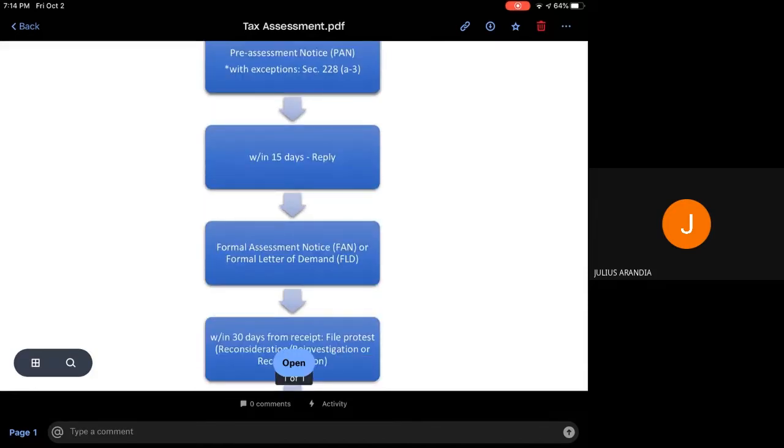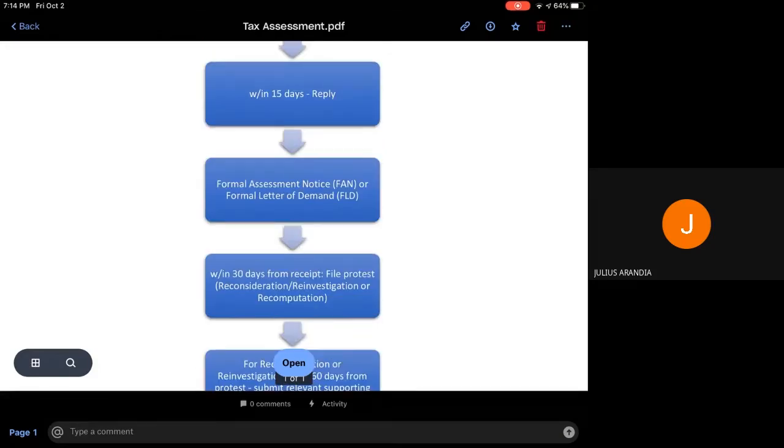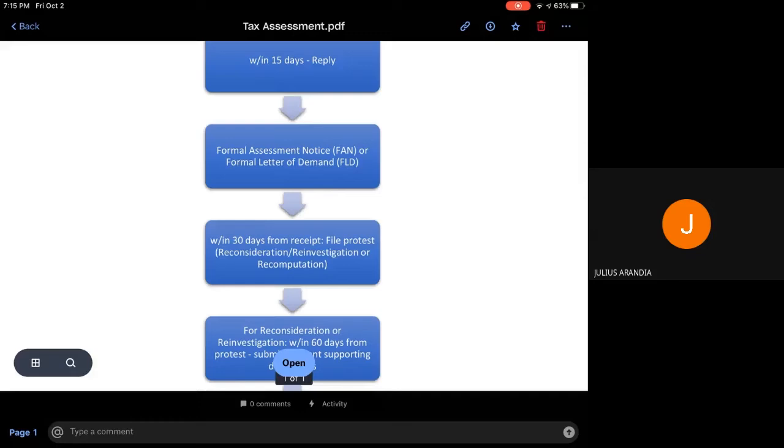So after filing a reply or for non-filing a reply, within 15 days from receipt of the pre-assessment notice, the BIR will then issue a formal assessment notice or formal letter of demand. So this is always required, okay, for them to demand the tax due from the taxpayer. So within 30 days from receipt of the formal assessment notice, the taxpayer may file a protest. Usually this is a motion or petition for reconsideration or reinvestigation or motion or petition for recomputation.